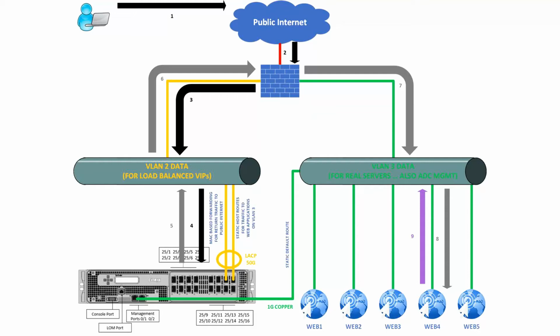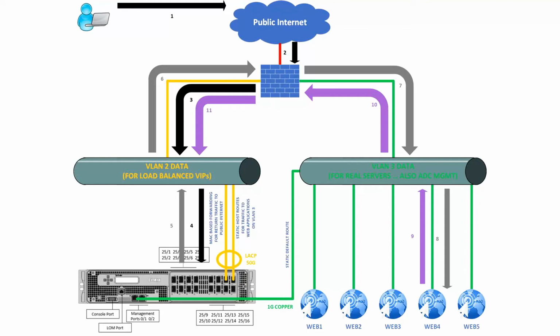Web 4 will return its response to the Citrix ADC that sourced this request by sending a response back to the ADC SNP via the VLAN 3 switching infrastructure. The VLAN 3 switching infrastructure will forward the traffic to the VLAN 3 interface on the firewall. The firewall will consult its state tables and see that this is a response to a request it already allowed, and it will send the response traffic to its VLAN 2 interface.